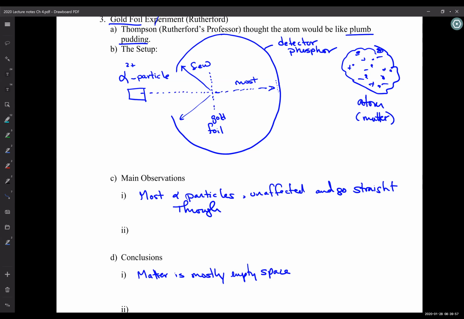The plum pudding model would have said, yeah, it's just going to go through. There'd be a little bit of deflection because you have to push some of these cars out of the way, but at 65 miles an hour, a semi truck will just go through. That's the idea of the original experiment, that most would go through. But here's what happens. If you saw a semi truck go into that parking lot and then all of a sudden it bounced backwards, that's the equivalent of what they saw.